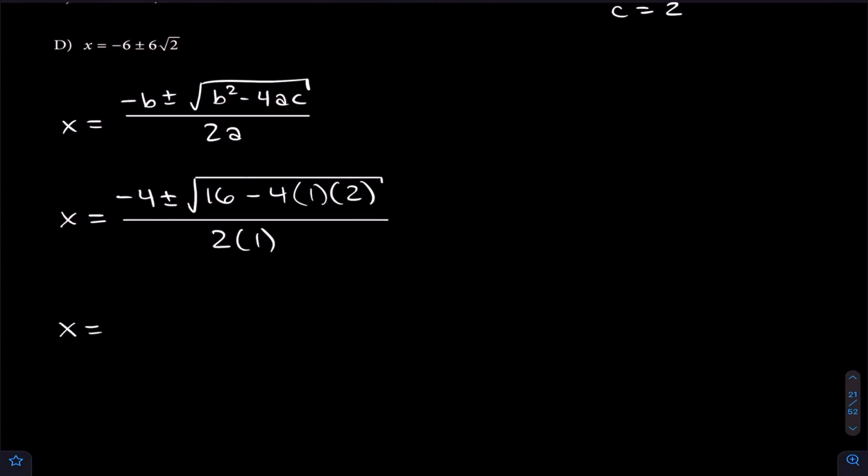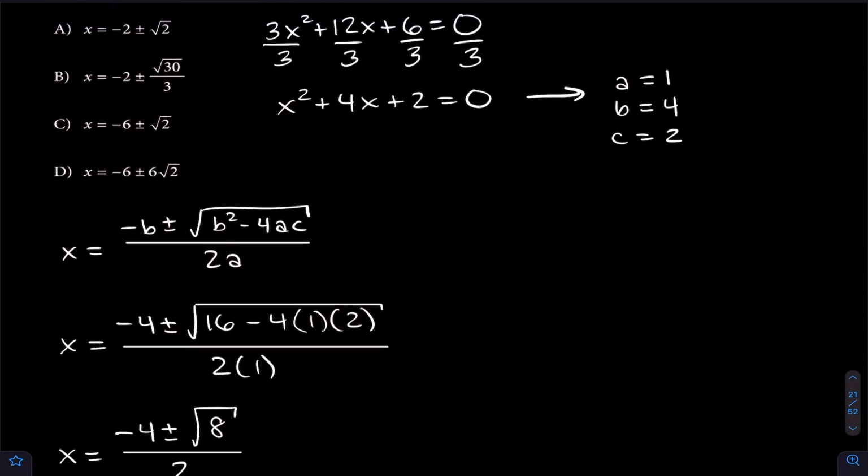Now let's simplify a little bit here. What we're going to do is write the negative 4 plus or minus the square root of 16 minus, this is just an 8. 4 times 1 times 2 is 8. So you get 16 minus 8, which is 8. And that's going to be divided by 2 times 1, which is 2. So we get this, and that doesn't match any of our answer choices here.